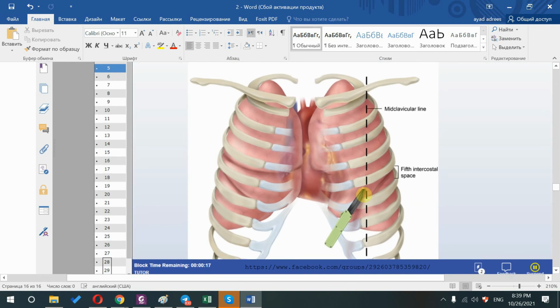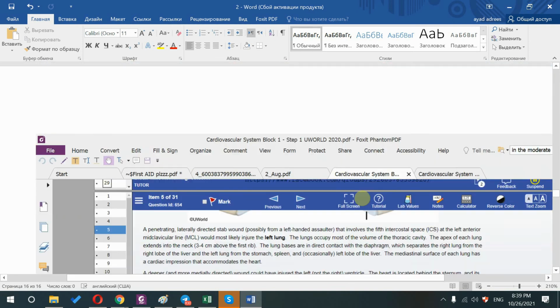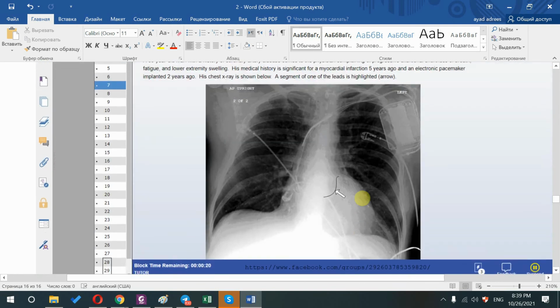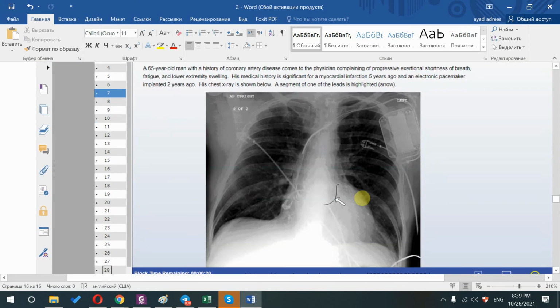Yeah, you see, he was stabbed in his lung. They really wanted you to know about the apex. Okay, more X-rays. So, this is the last one.